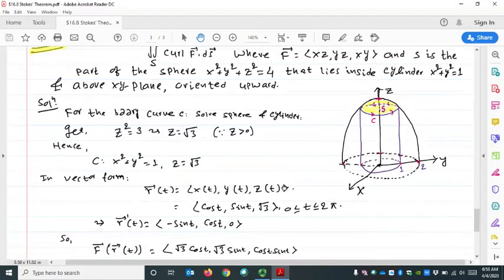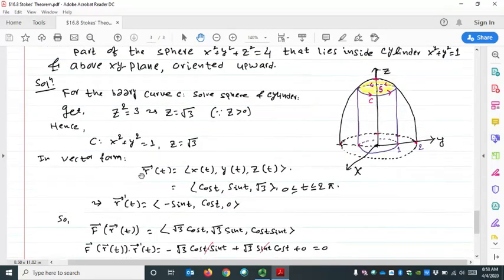Then in vector form, the equation of the curve is r(t) equals x(t), y(t), z(t). We can write x equals cosine t, y equals sine t, and z is radical 3, with t between 0 and 2 pi. Take the derivative, r prime t equals: derivative of cosine t is negative sine t, derivative of sine t is cosine t, derivative of radical 3 is 0.